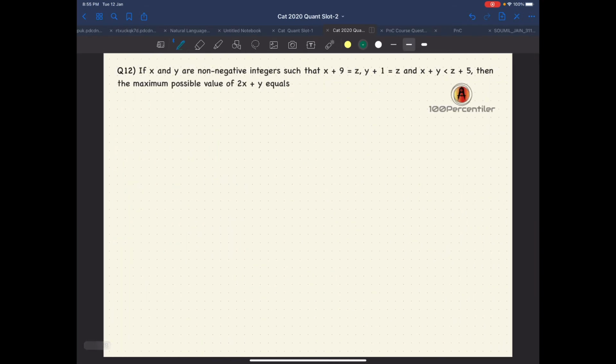Now, x and y are non-negative integers. So we know that x is greater than or equal to 0, and y is greater than or equal to 0. We are given x plus 9 is z and y plus 1 is z. Also, x plus y is less than z plus 5. Therefore, if we put everything in terms of z here, we get 2z minus 10 less than z plus 5. Therefore, z is less than 15.